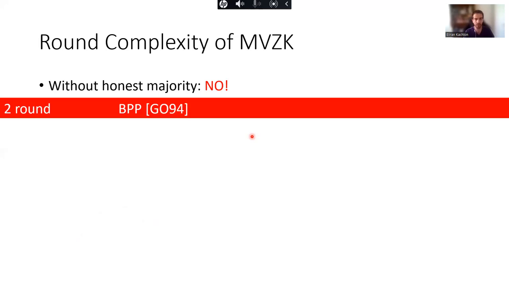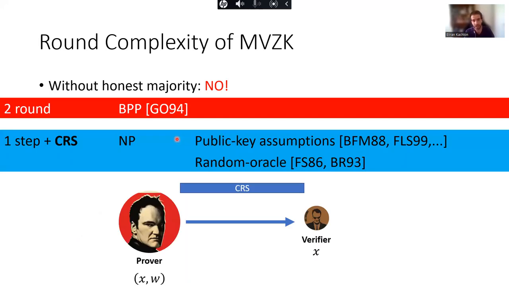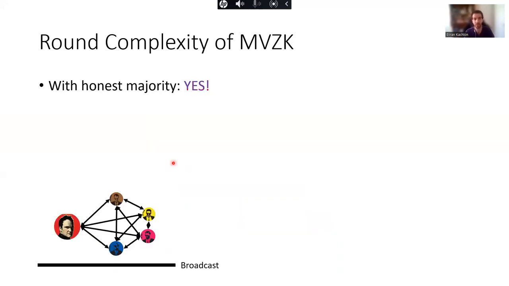So this follows from the classic work of Goldreich and Oren that shows that a two-round protocol exists only for BPP. I do want to mention that if there exists a common random string, then there exists a protocol in which only the prover sends a message. So this is non-interactive zero knowledge. And it can be achieved either from public key assumptions or in the random Oracle model. So we said that without honest majority, we cannot get a two-round protocol.